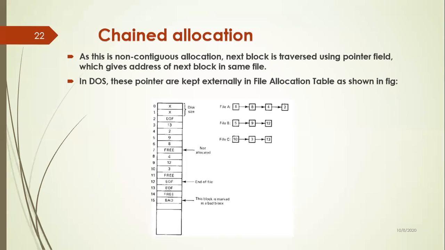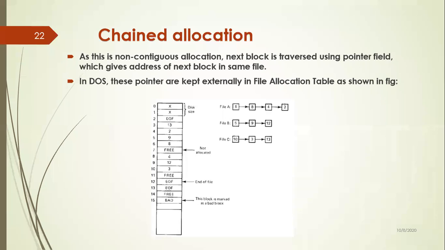In the diagram it is shown that at location number 6, we save the information, and then we save the block number which is next to this current location. So 6 is having 8. Then if you go to 8, 8 is having 4. 4 is having 2, and 2 has EOF, that is the end of the file.